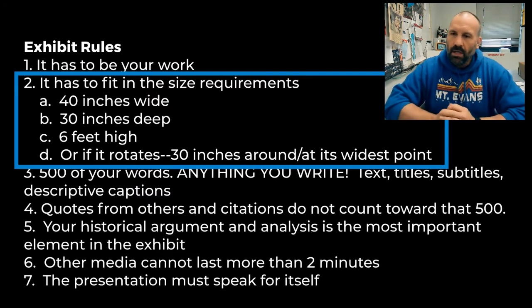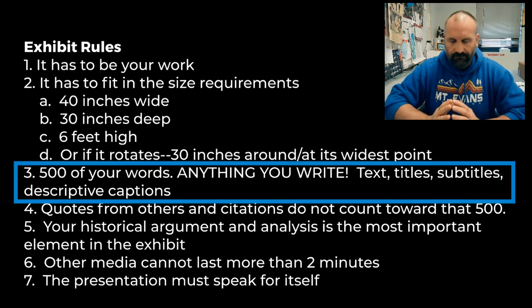All right. Now, rule number 3, which is one that people get confused. So I'm going to do the best I can to explain it here. If you have questions, feel free to ask. You have 500 of your words on the exhibit board, which a lot of people first hear that 500 words and they think that's a lot, but it's not. It's not very much of your own writing.